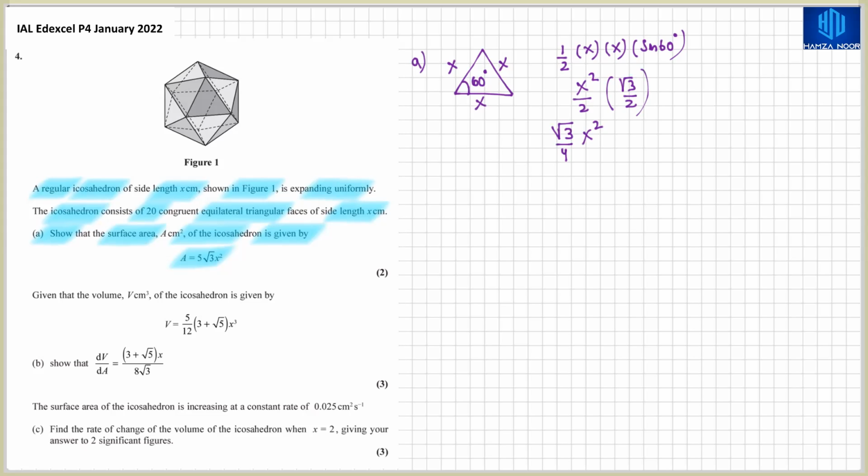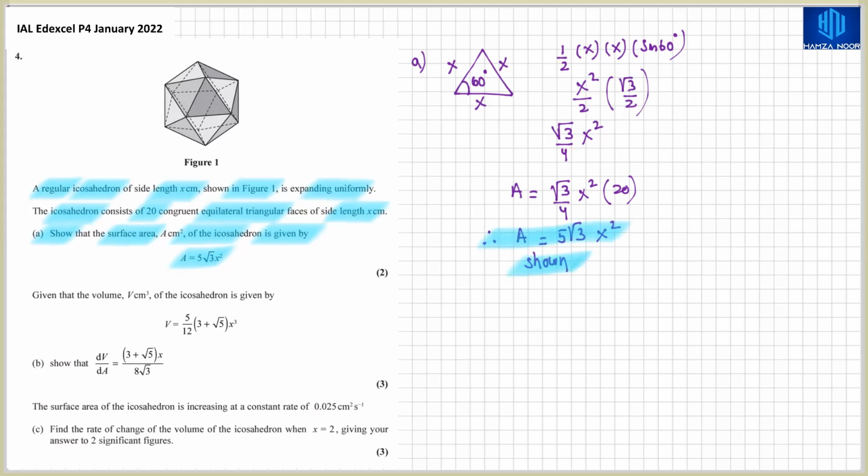So the surface area of the icosahedron A will be equal to root 3 over 4 multiplied by x squared, multiplied by 20, since the icosahedron consists of 20 equilateral triangles. So the surface area A will be root 3 over 4 multiplied by 20, which gives 5 root 3, and therefore the area is equal to 5 root 3 multiplied by x squared. We have shown this. So here we have the answer of part A.